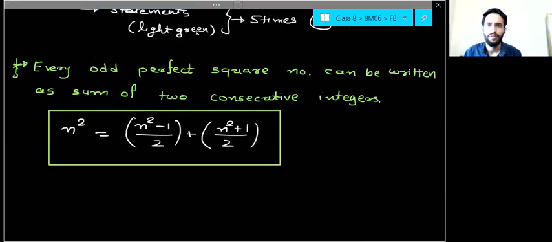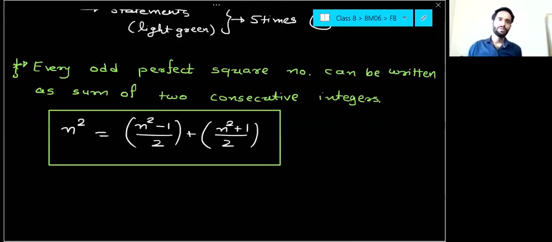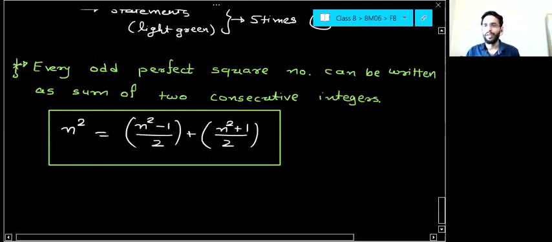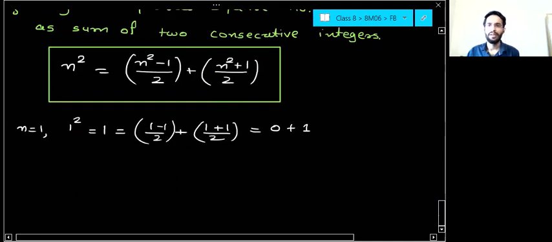So first, if you add them, n square minus 1 plus n square plus 1, the minus 1 and plus 1 will get cancelled out. n square plus n square, 2n square by 2, will give you n square. You all can try this exercise by yourself, but let me show you a few examples. If I take n equal to 1, 1 square is an odd number. 1 square is equal to 1, and it can be written as (1 minus 1)/2 plus (1 plus 1)/2. 1 minus 1 by 2 is 0, plus 2 by 2, 1. So 1 square can be written as sum of two consecutive numbers.